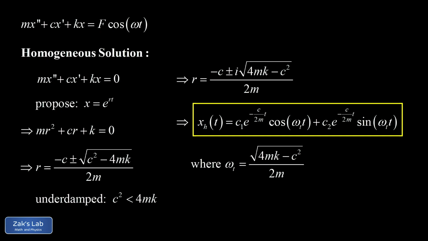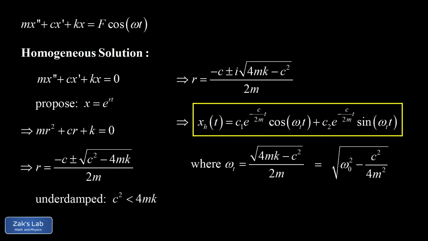So if I divide the 2m into this square root, that's like dividing by 4m squared inside the square root. So that first term inside the square root is just going to turn into a k over m, which we can then replace with the square of the undamped oscillation frequency. Meanwhile, that second term is going to be a c squared over 4m squared. So here's a really important point about what we're seeing here.